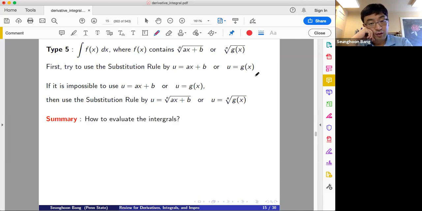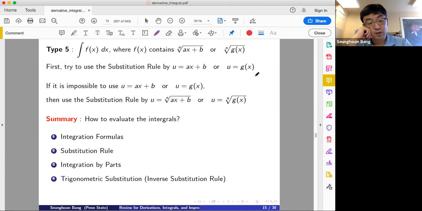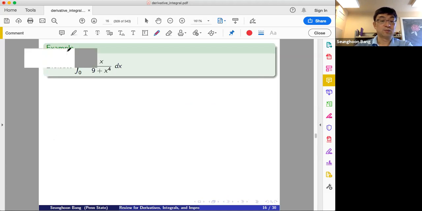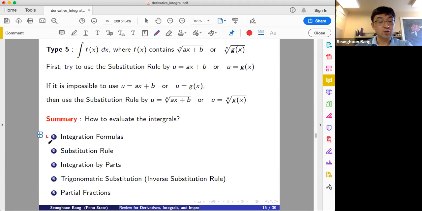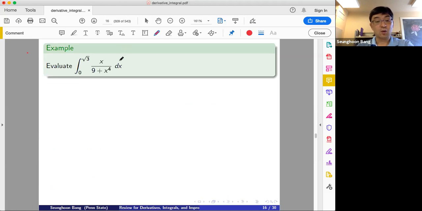How to evaluate the integrals? We have 5 methods. You can use integration formulas, substitution rule, integration by parts, trigonometric substitution, and partial fractions. These 5 methods are possible for solving integral problems. Now we are going to a problem. Which method is possible? What do you think? What kind of method do you want to use for solving this problem?